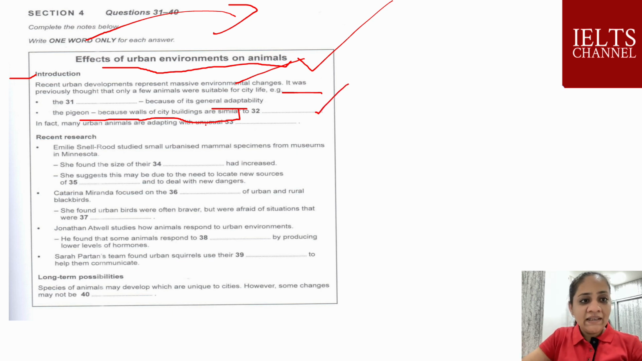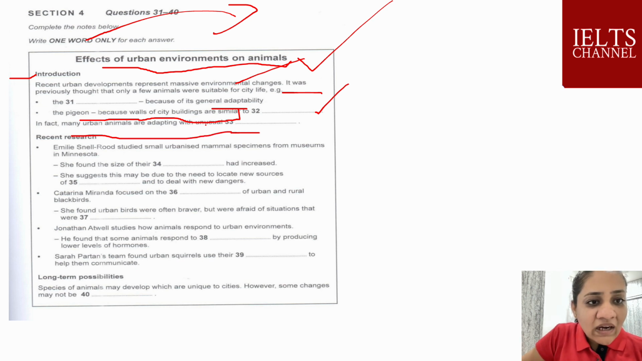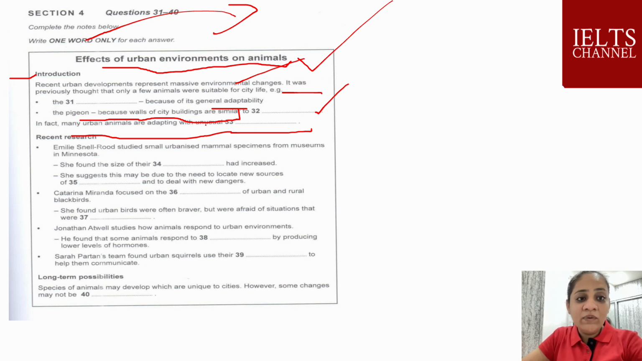In fact many urban animals are adapting with the unusual dash. So here unusual is written. In fact many urban animals are adapting with the unusual dash. So again you have to focus on the other animals, why they are adapting this and they are unusual, right? Now next we have to focus on the recent research for the next questions, number 34 and 35.